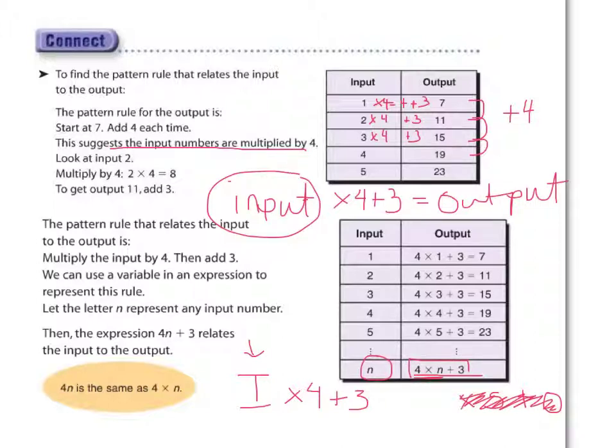And again, it doesn't matter. Remember, commutative property. It doesn't matter what order we multiply in. Sometimes you'll see it written like this, 4n plus 3. And when there is no sign, it means multiply. So 4n is the same as 4 times n. This being the expression, or this being the expression, that shows the rules.